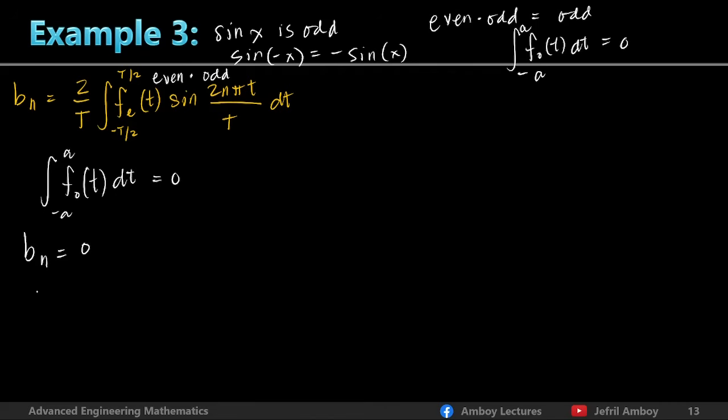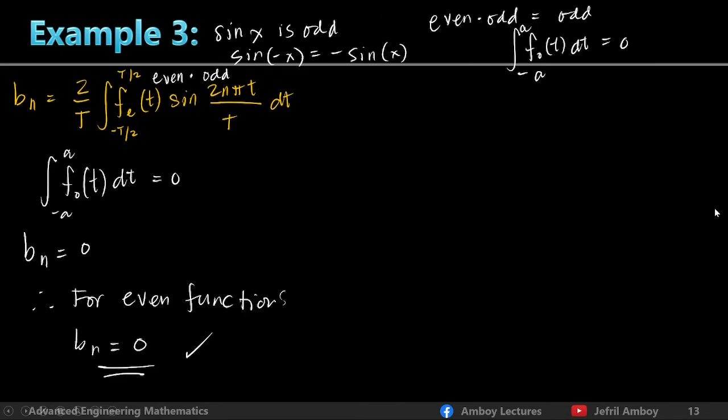So tatandaan ha, therefore, for even functions, Bn is always 0. Sir, is this always the case? Yes, always 0. Okay? So, tandaang mabuti. Napadali yung trabaho mo kasi hindi ka na mag-co-compute. Matik na yan.